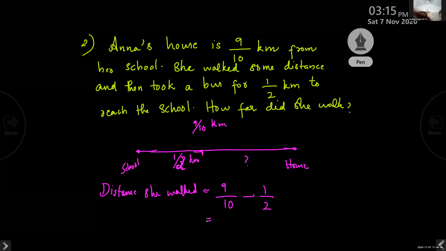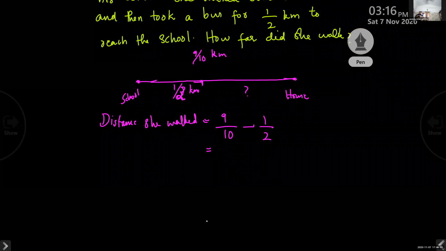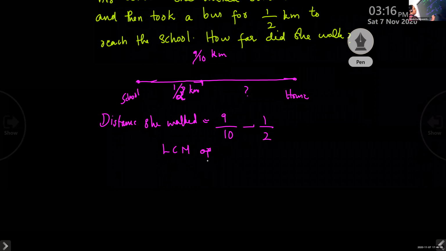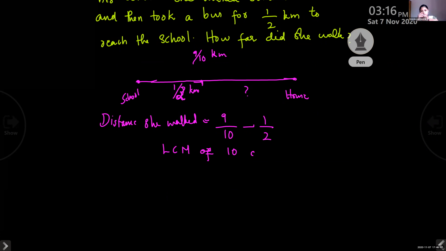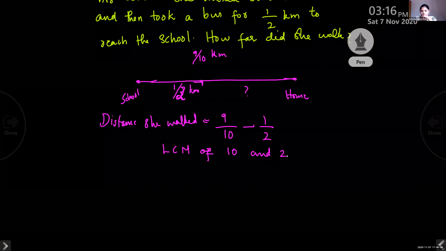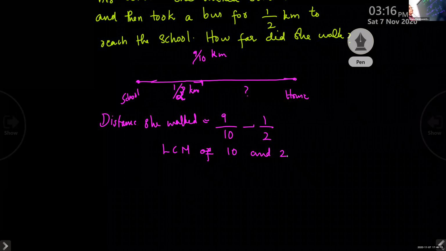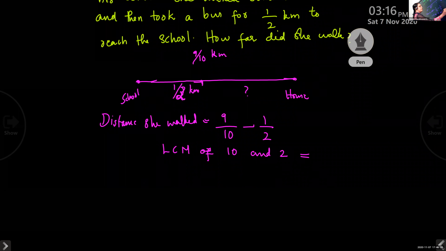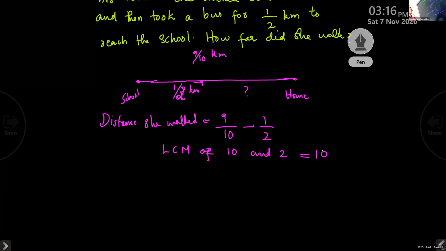See, children, how will you do it? First we have to find the LCM of 10 and 2. Look at these numbers: 2 into 5 is 10, right? Yes, ma'am. So the LCM is 10. If you have any doubt, you can do it. Don't come to the conclusion always.